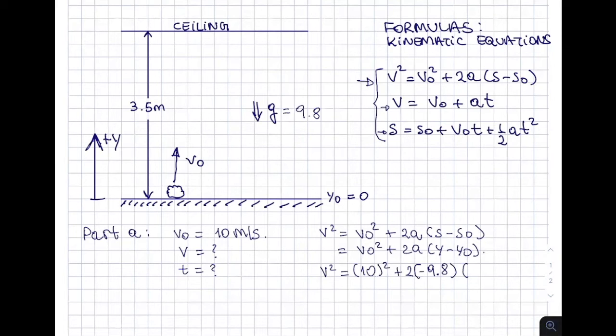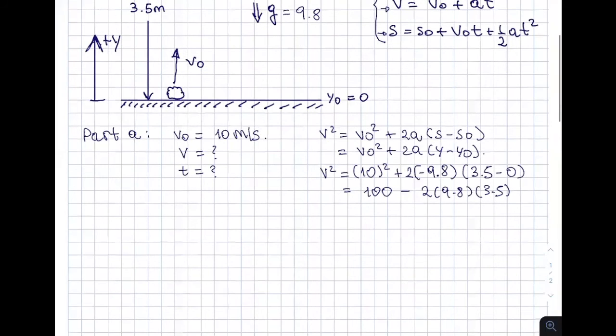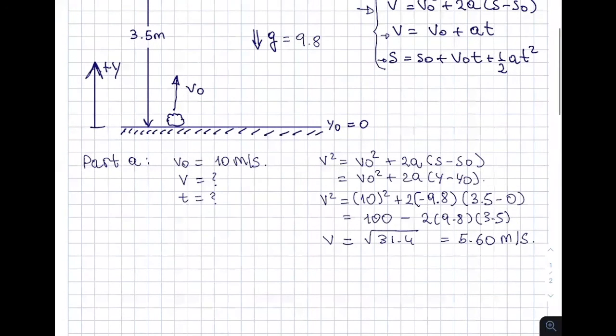And y, the final y, is 3.5, and y naught is 0. So 100 minus 2 times 9.8 times 3.5. If you do the calculation, v is the square root of 31.4, which is equal to 5.60 meters per second. Now to solve for time, we either use the second equation or the third equation. I'm going to use the second equation.